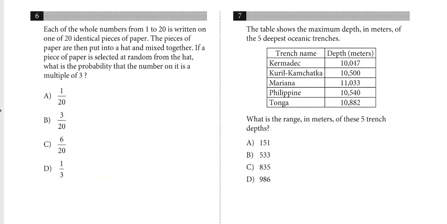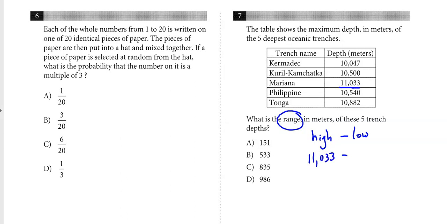Number 7, have a table. We're talking about the depth of some ocean trenches. What is the range? So the range is simply the highest value minus the lowest value. Biggest mistake on this one is the table is not in order. You know, the highest value is right here.